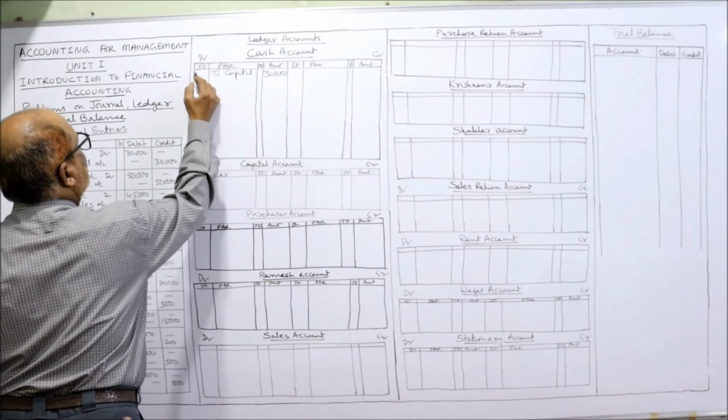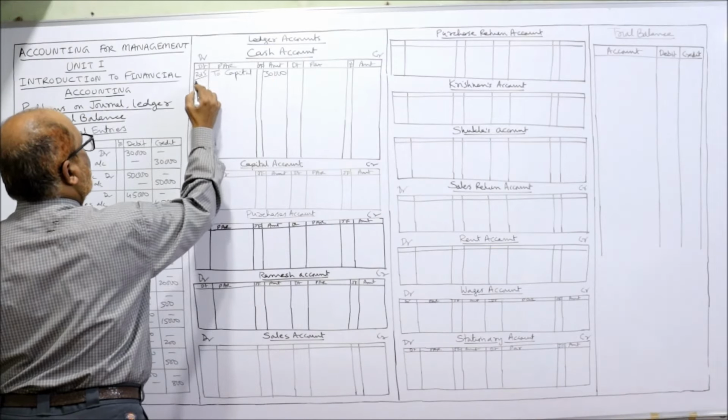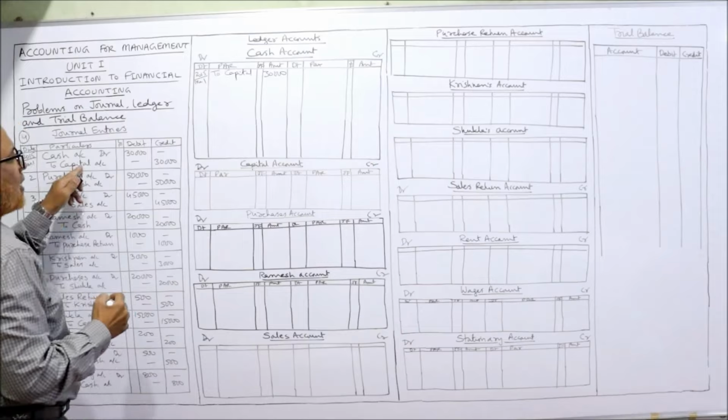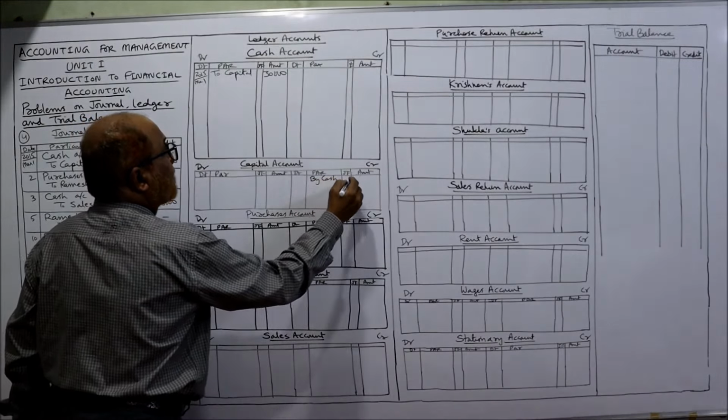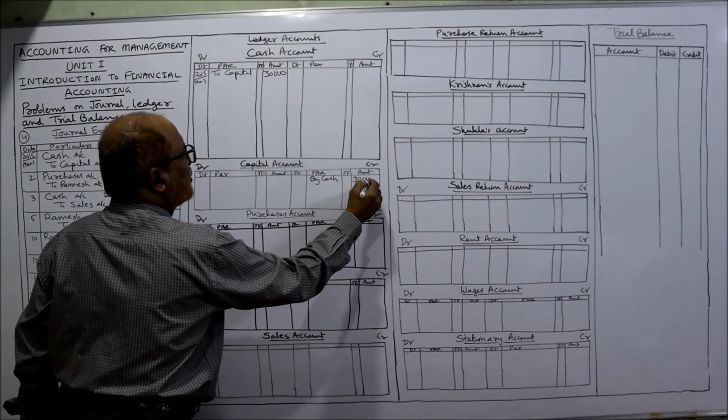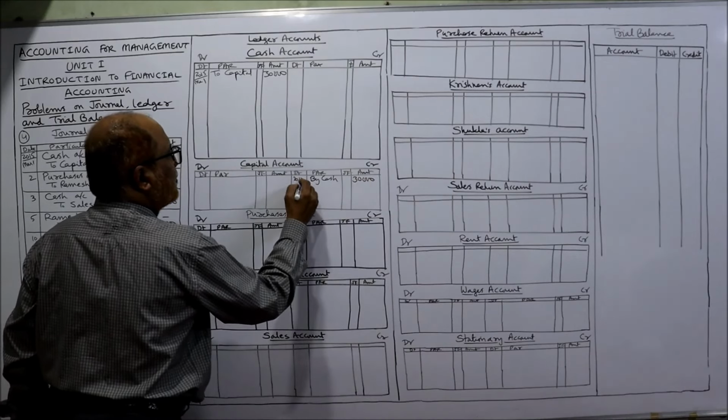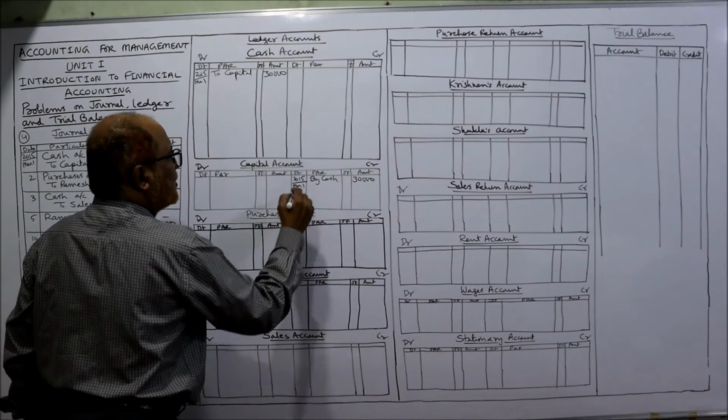Date is 2015 March 1st. Then capital account should be credited. So credit side by cash, 30,000, 2015 March 1st. That's all.